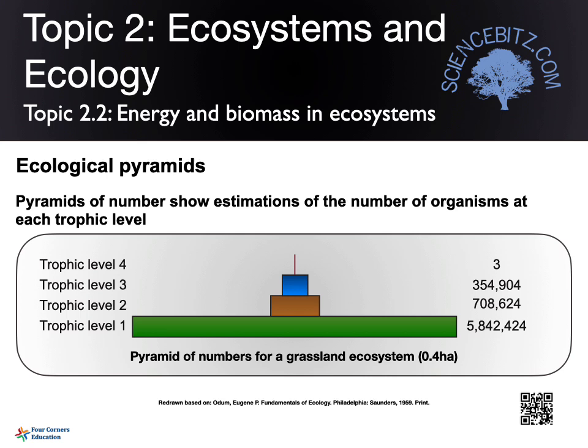So here we have a pyramid of numbers for a grassland ecosystem. The ecosystem only samples 0.4 of a hectare. But as you can see, at the first trophic level, we've got over 5 million individual organisms. At the second trophic level, we've got about 700,000. The third trophic level, about 3,500,000. At the very top trophic level, we've only got 3 individuals. Yeah, so we can see it's creating a pyramid.